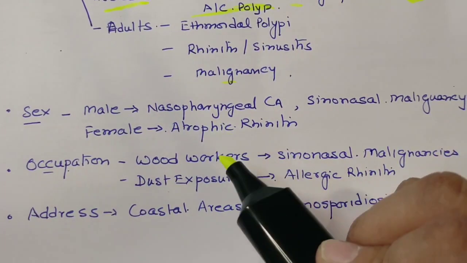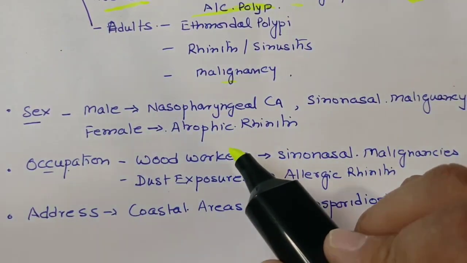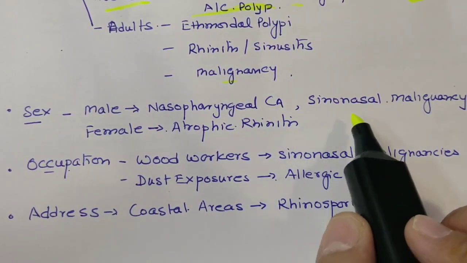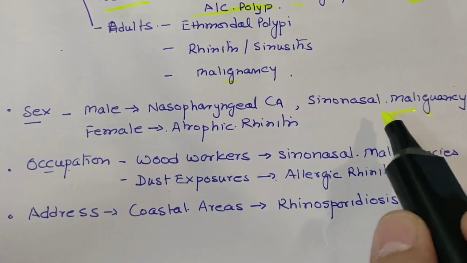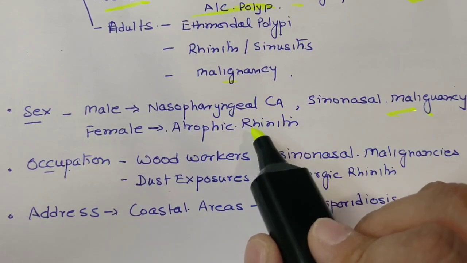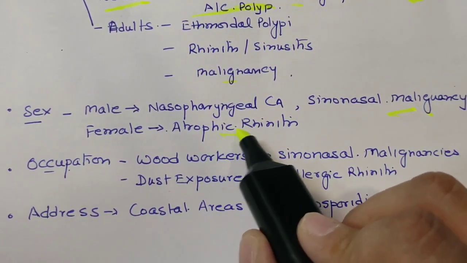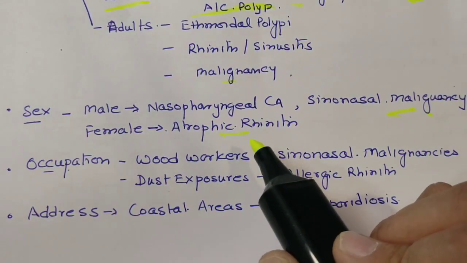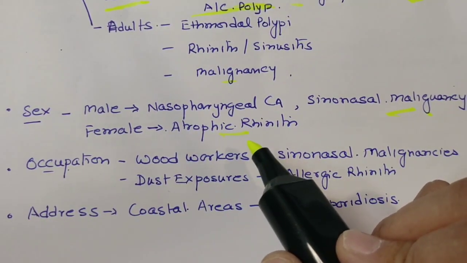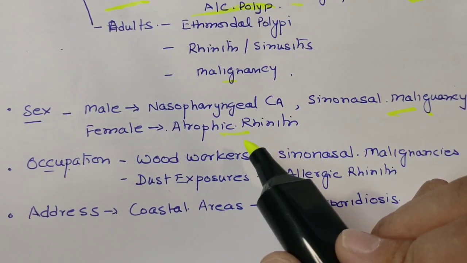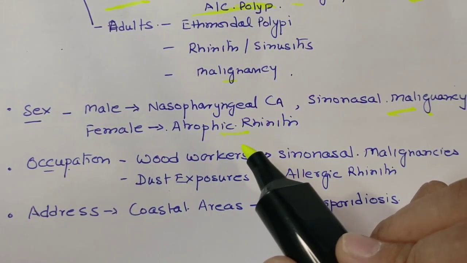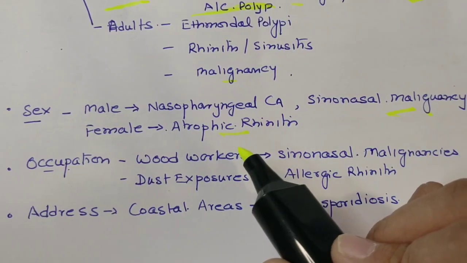Similarly, recording the sex of the patient: males are more predisposed to nasopharyngeal carcinomas and sinonasal malignancies, and females are more predisposed to atrophic rhinitis, especially the secondary variety, which is correlated with the hormonal imbalance that happens during pregnancy or post-pregnancy.